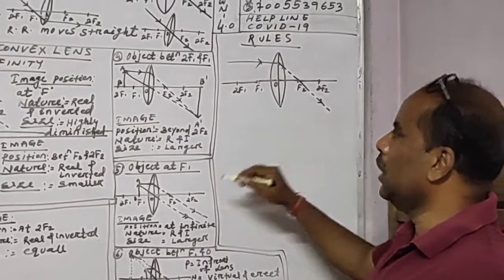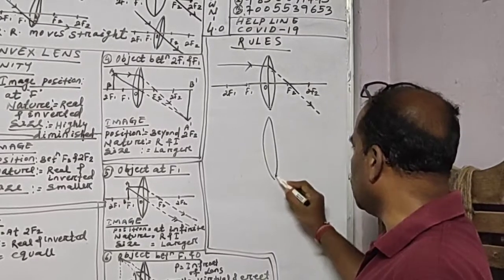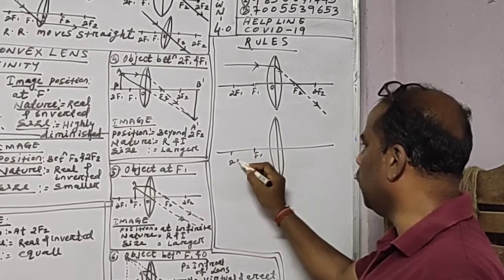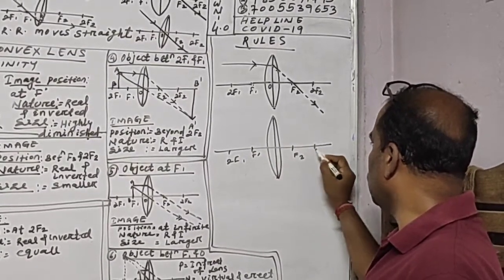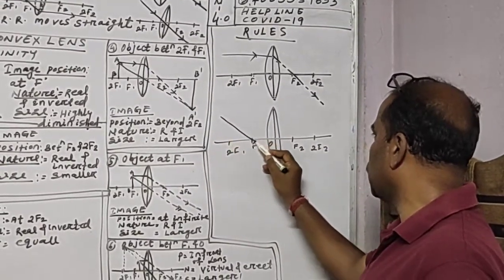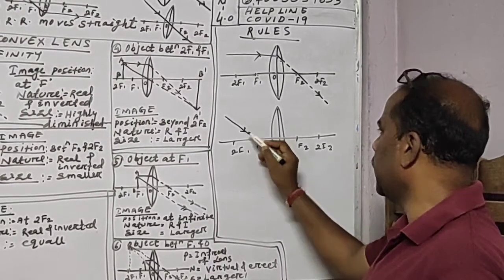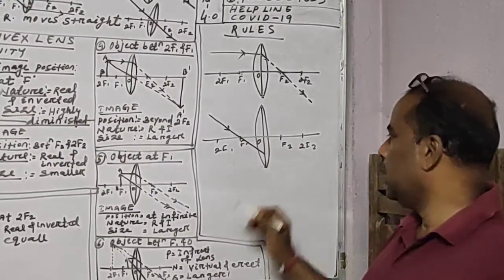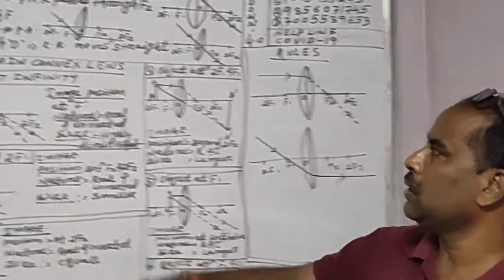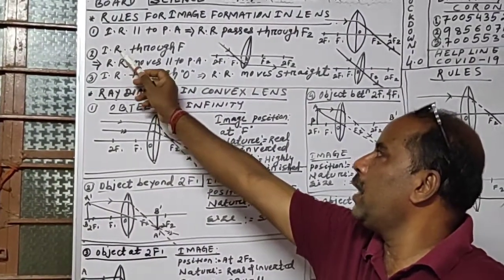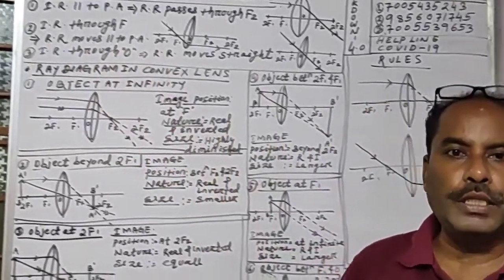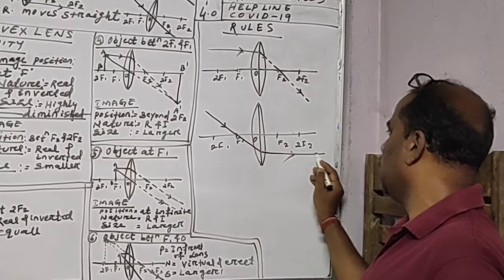Second rule is that in convex lens, suppose this is the convex lens, this is the principal axis, same F1 to F1, F2 and to F2, optical center. If the incident ray comes through F1, then after refraction it will pass parallel to the principal axis. An incident ray through F1, after refraction, the refracted ray moves parallel to the principal axis. Like this, then it will go like that.